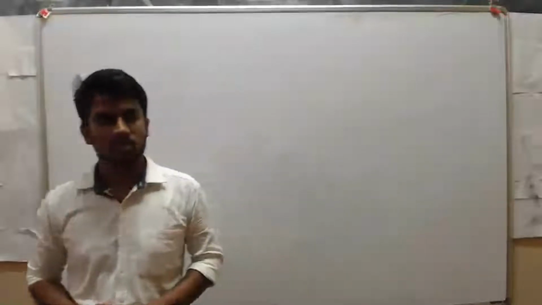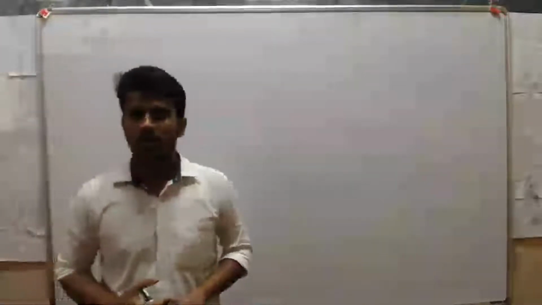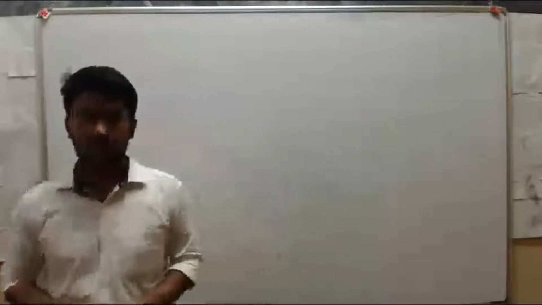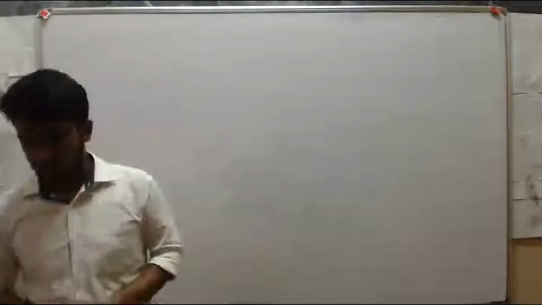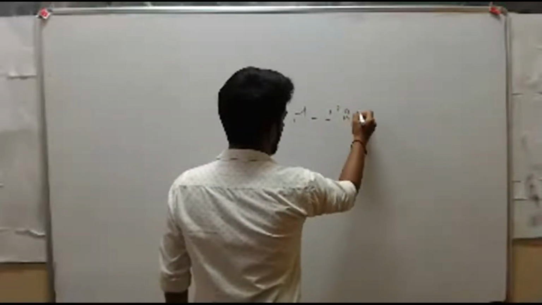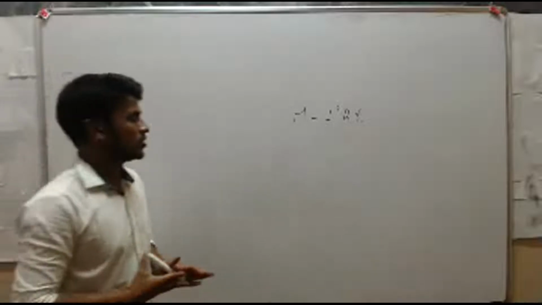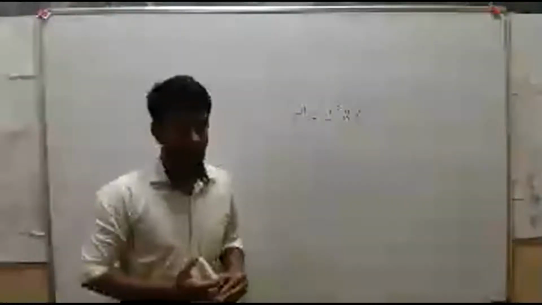Welcome back to science class on the chapter of electricity: the heating effect of electric current. Also, we did Joule's law of heating, that is H = I² R T. So the heat produced in the conductor is directly proportional to the square of the current, the resistance, and the time taken.